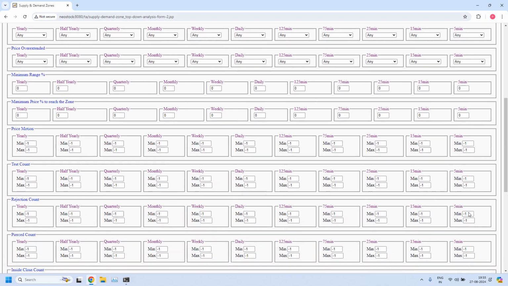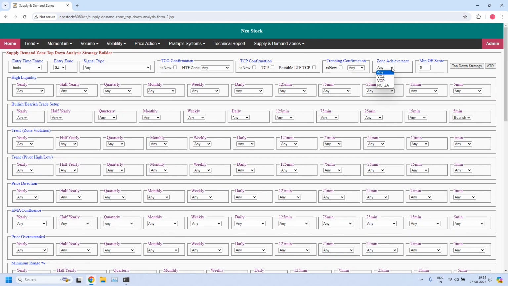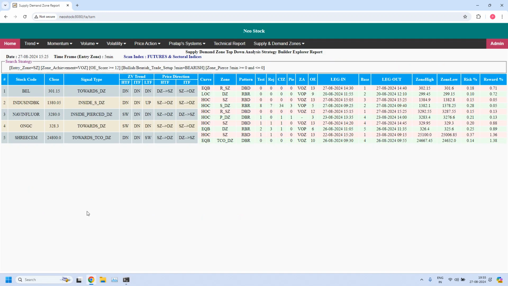So in the pierced column, in the 5 minutes time frame, minimum value I am setting 0, maximum value I am setting 0. Zone achievement is violated opposing zone, minimum odd enhancer score is 12. All the 3 filters are applied to 5 minute supply zone. Let us filter the stocks. Now 5 stocks are filtered. And all these 5 stocks are supporting bearish trade setup for hourly income trade.